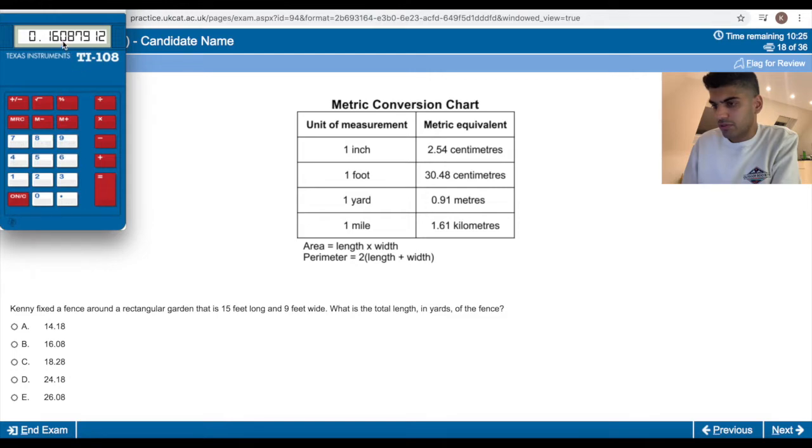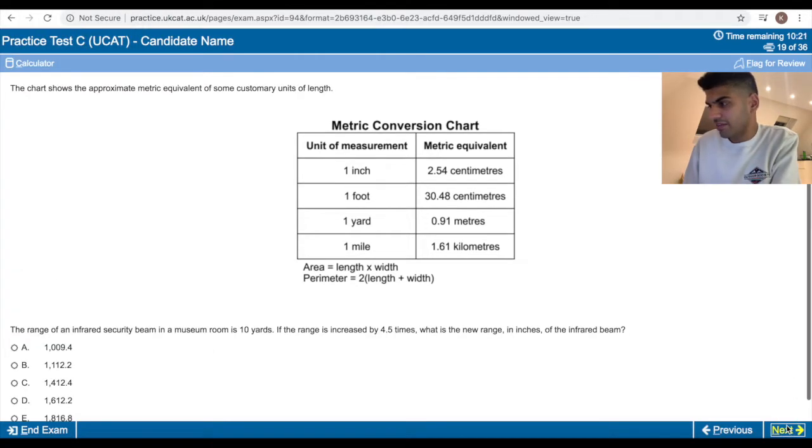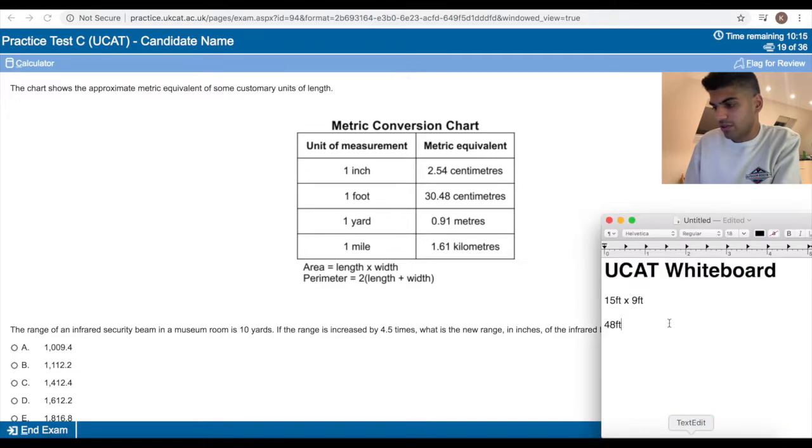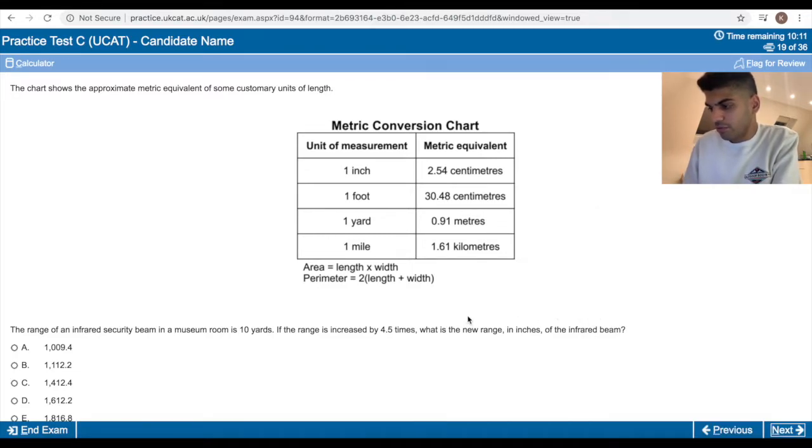Okay, I've done wrong multiple. You can see the answer is just out by a value of 100. Okay, so the range of an infrared security beam is 10 yards. So if the range is increased by 4.5 times, what's the new range in inches?